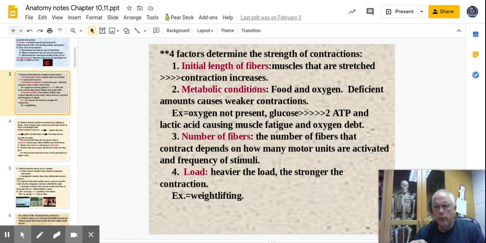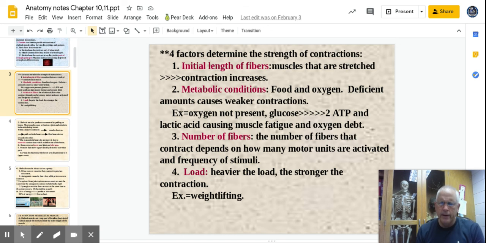So there's basically 4 factors that determine how strong a contraction is: the initial length of fiber, stretching. The more you stretch a muscle, the stronger it contracts. Coaches a lot of times in sports will have their athletes stretch, and most of the time we're stretching to prevent injuries, but a lot of people don't realize that if you stretch those muscles and you warm them up, they'll actually perform better than a cold non-stretched muscle. So it has a dual purpose: prevents injuries, number one; number two, they perform at a more maximum level.